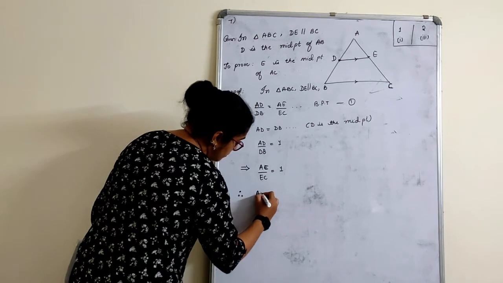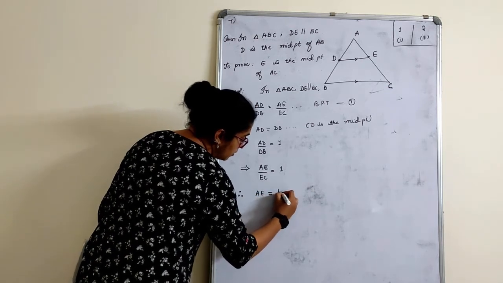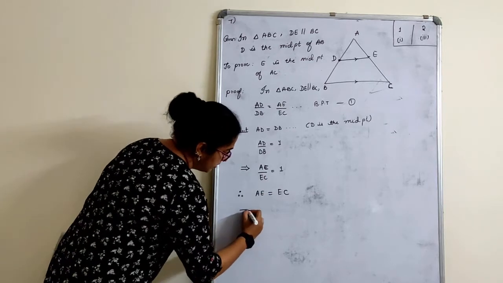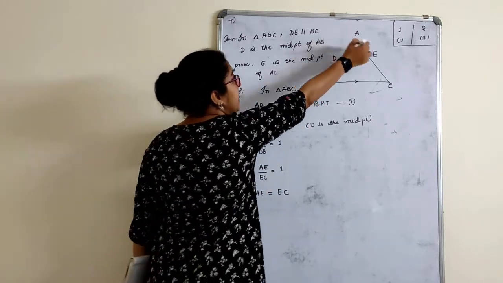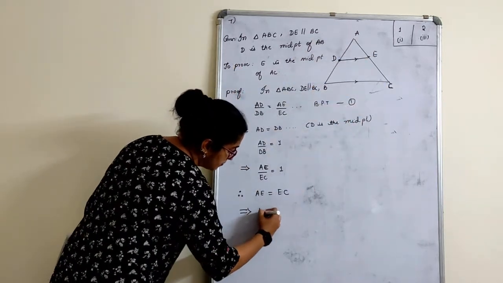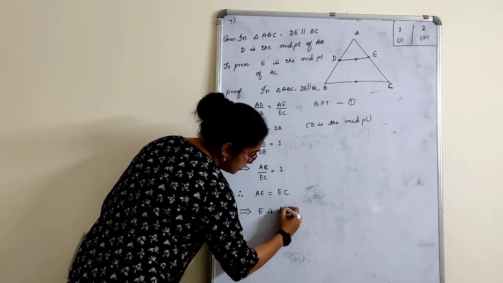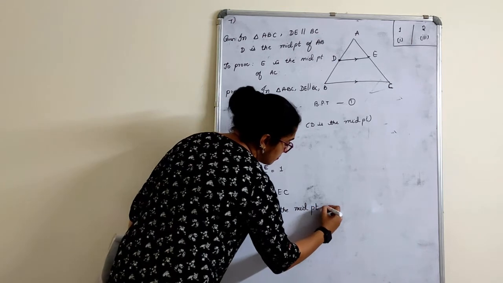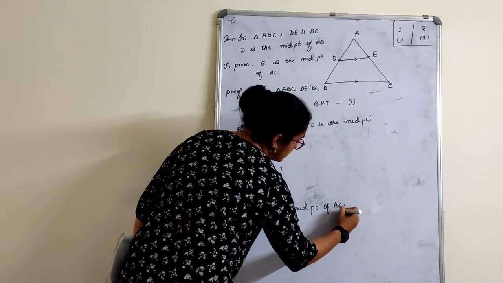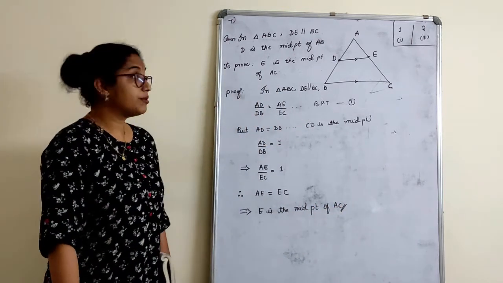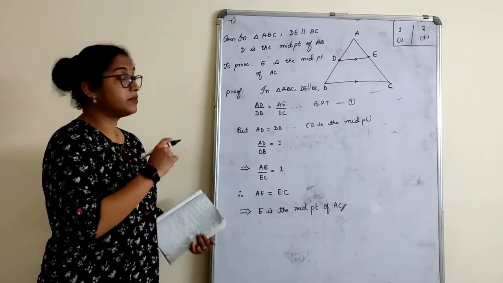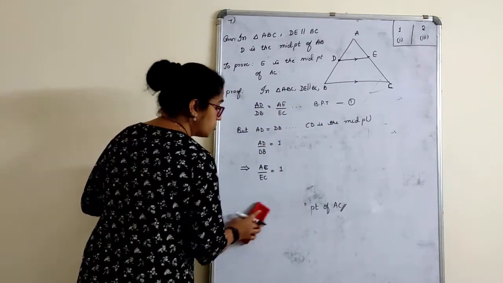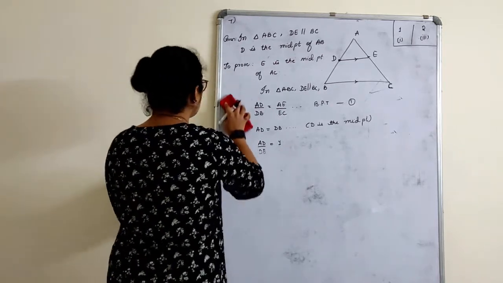Therefore, AE is equal to EC. Fine? Cross multiply. This implies if AE is equal to EC, E is the midpoint of AC. Hence proved. So we proved the converse of the midpoint theorem using BPT. So let's prove the midpoint theorem using BPT now. The next part, which is the eighth one.